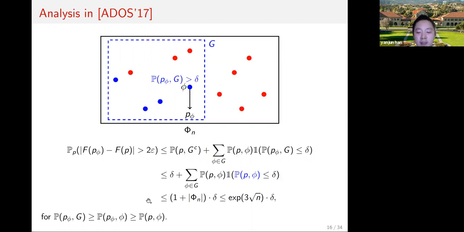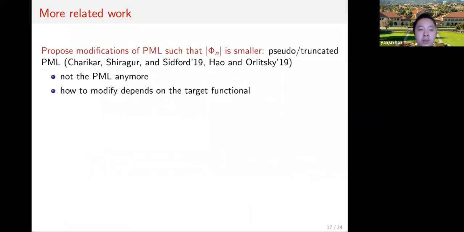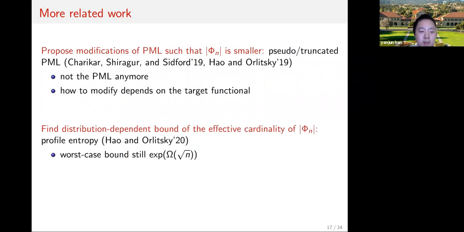In 2017, and later, people made some effort to improve these competitive factors in different scenarios. And there are two main approaches used in the later work. The first approach is to propose modifications of PML such that the cardinality of the profiles would be smaller under that modification. For example, that includes a pseudo or truncated PML distribution. The main issue of this approach is that PML is not the vanilla PML anymore. And also, how to do the modification will depend on the target functional, which means that this approach is not adaptive by our definition.